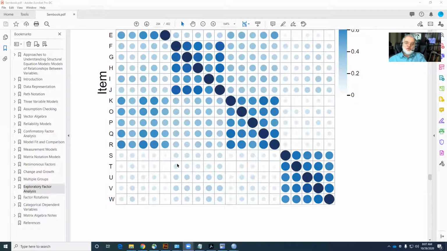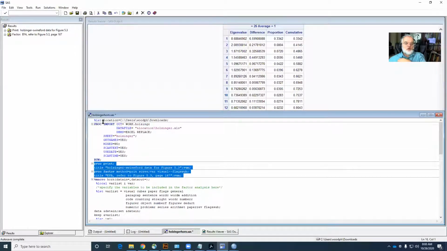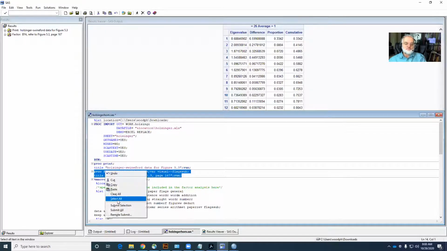As a class, you seem to like looking at examples and program code. So let's just take a look at, I sent you out an Excel spreadsheet which reads in some data. And what I want to draw your attention to is if you're going to factor analyze things, all you need to do is say proc factor method equals prin for principal axis or principal components and give me a Scree plot, and that's it. And that will give you a printout.